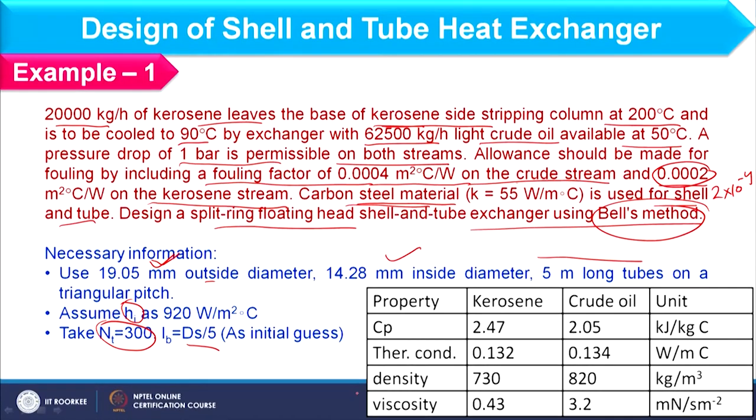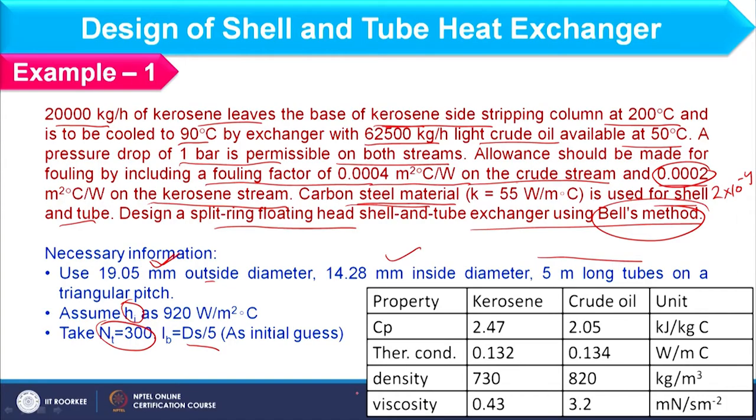Now in this problem, the heat transfer coefficient of the tube side is already given. For example, if you are not given the tube side heat transfer coefficient and you have been asked to design the shell and tube heat exchanger using Bell's method, then you should carry out the tube side calculation as we have discussed in the examples of Kern's method, and then carry out the shell side calculations using Bell's method. So let's start the solution of this example.